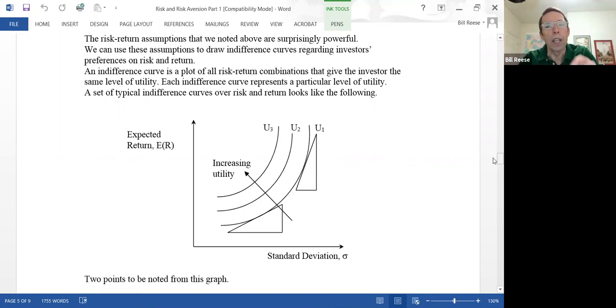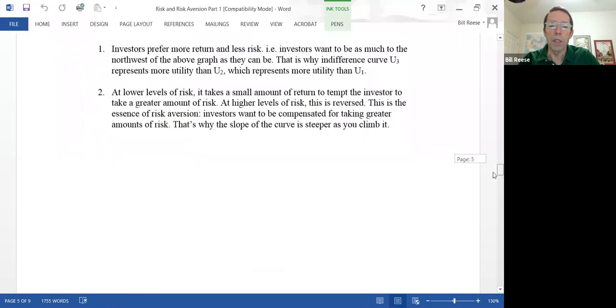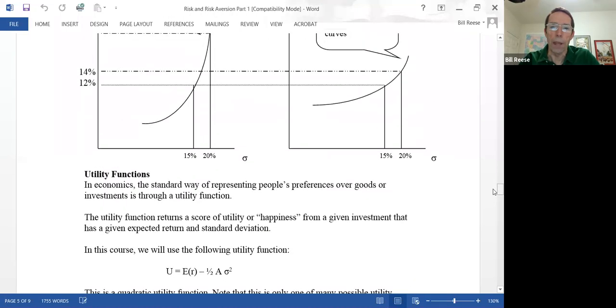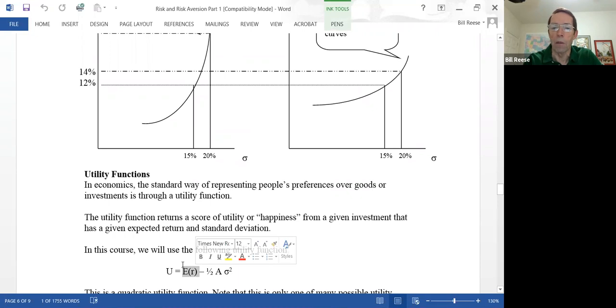But I don't want you thinking that this is the utility function. It's not. There's a number of different utility functions that researchers have used. But this particular utility function is going to work this way. It's going to say that the level of utility that an investor gets is equal to the expected return on that investment minus 1/2 times A, I'll define what A is in a second, times the standard deviation of that investment squared.